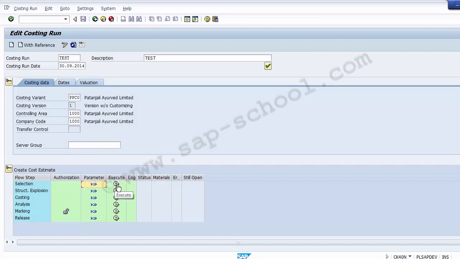Then move to the next, which is the structure explosion step. The selected materials are exploded to pick up the component materials from the BOM. So the second step is used for selecting those materials which are used in a bill of material or BOM, so that their particular components can be picked and the costing can be done. A bill of material is created for each internally produced material.